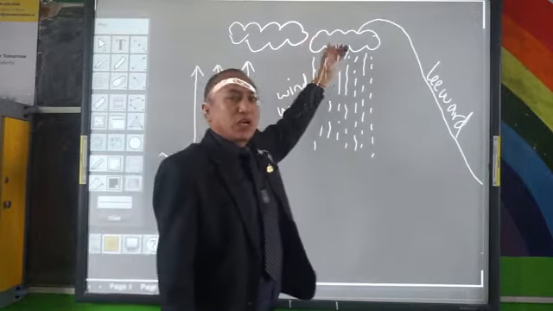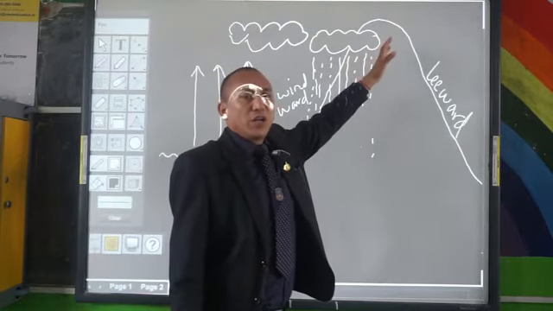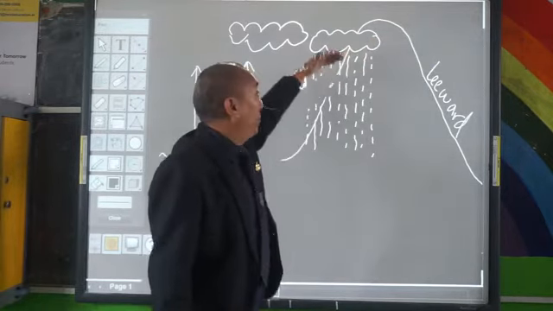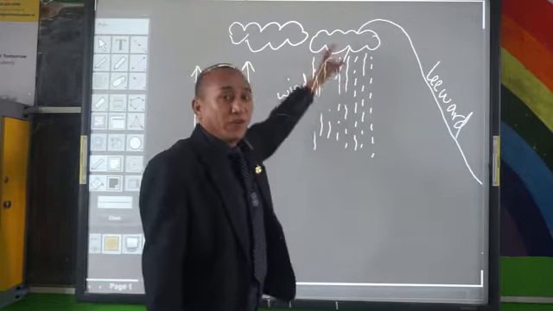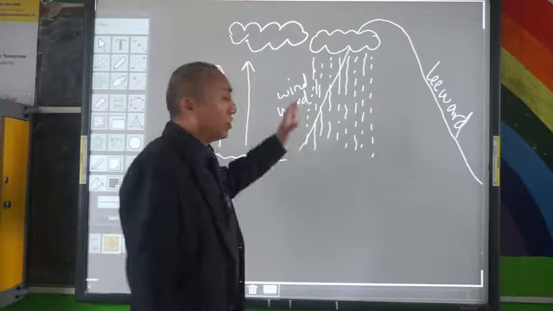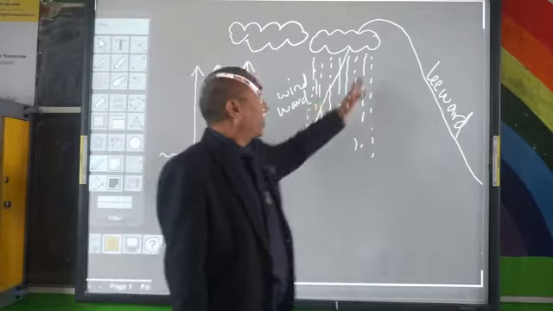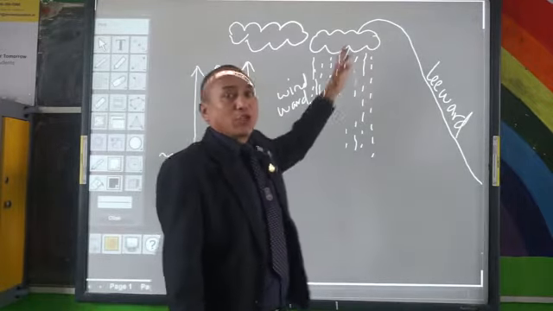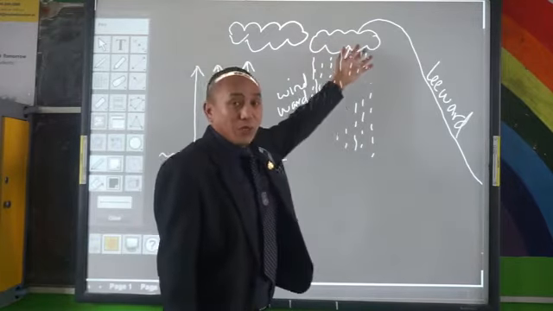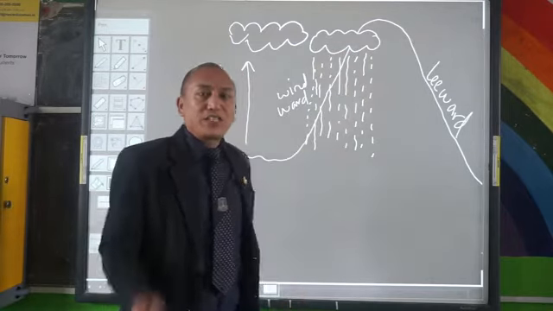And when these clouds come towards the land, and if there is a barrier, a mountain on the way of the clouds, what happens? The clouds cannot go any further, and thereby release all the water in the form of rainfall or snowfall. This is called relief rainfall. When the rainfall takes place because of the barrier caused by a mountain, when the mountain or a hill blocks the winds, forcing the clouds to release all their rainfall, it is called relief rainfall.